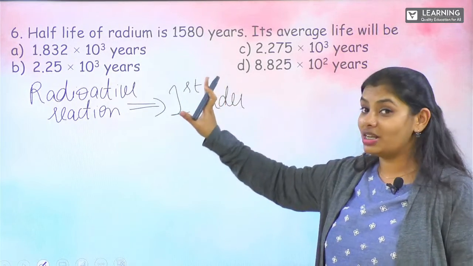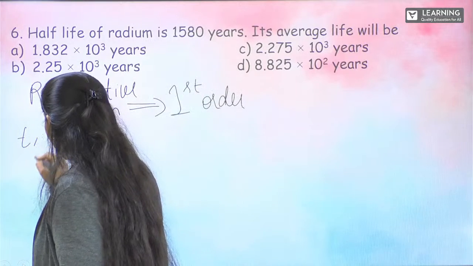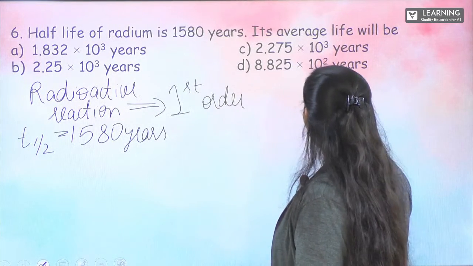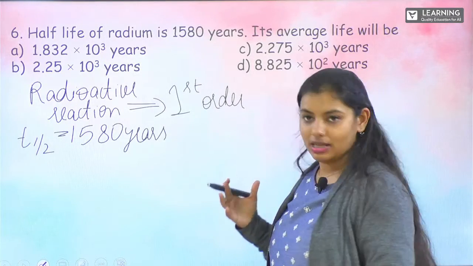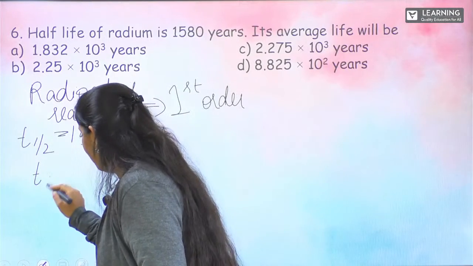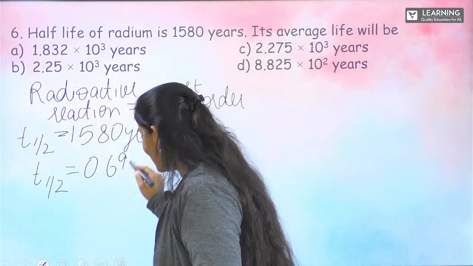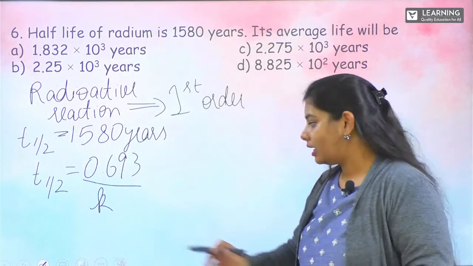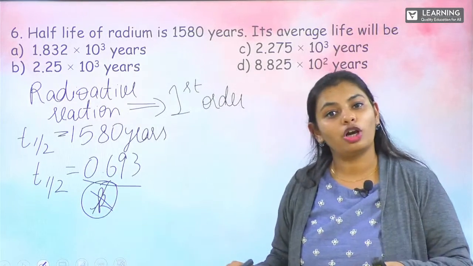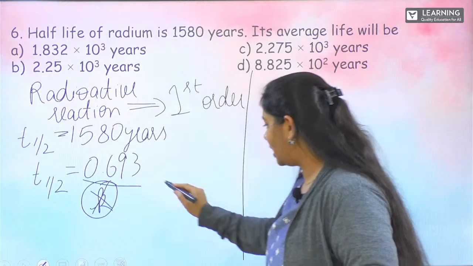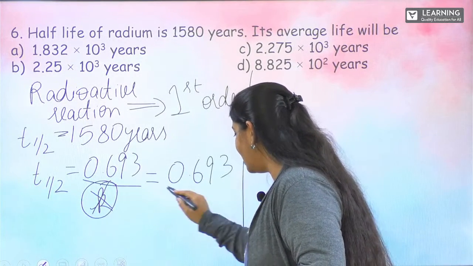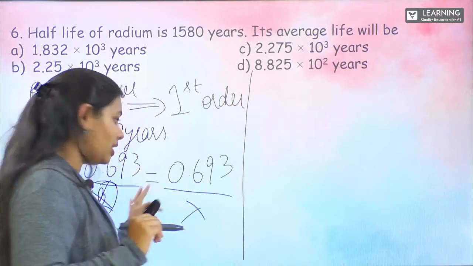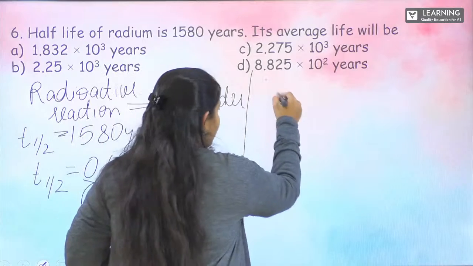So if it is a first order reaction, they have given us the half-life of it. The T half is going to be 1580 years. Its average life will be? What exactly is the average life they are asking? So here we know for a first order reaction, T half is nothing but 0.693 by K, which is the rate constant. But since we are talking about average life over here, we'll not be talking about K, but about radioactive decay constant, which is represented as lambda. They have asked us to find the average life. First, we'll find out what exactly lambda is, the radioactive decay constant.